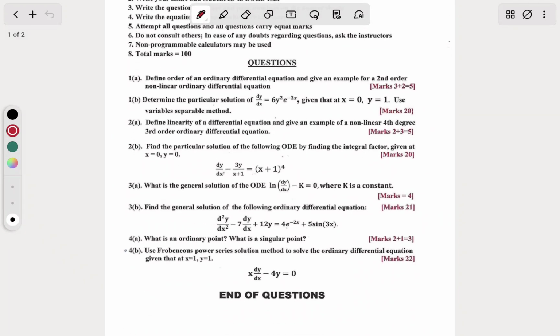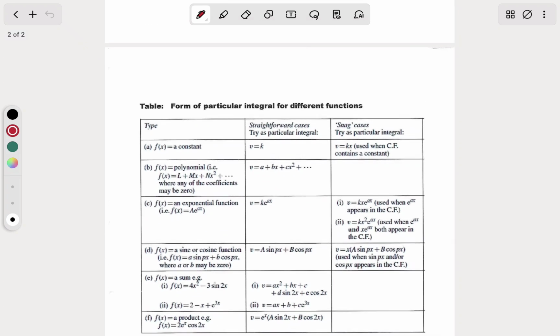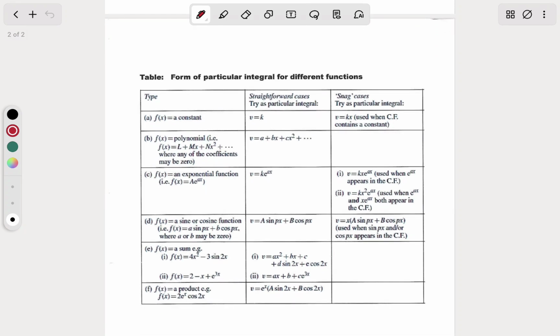So now look at what it is. I'm going to go to this table. Here is the table, which is how you get your particular integral. Are you seeing? You better see. Here's the situation. This is the 2023 paper which I'm using. The particular integral just tells you what you make v.